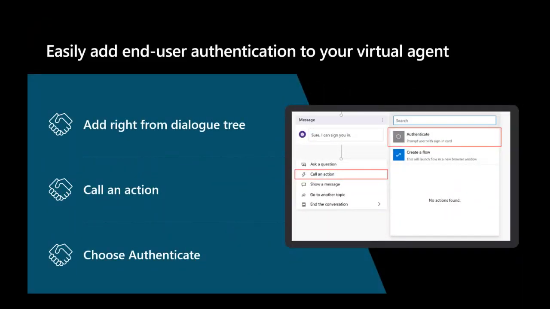You can also add end user authentication. I know this is really important. People can authenticate from a lot of different spaces. So you can directly within that bot choose authenticate and then prompt them to sign in to that space.